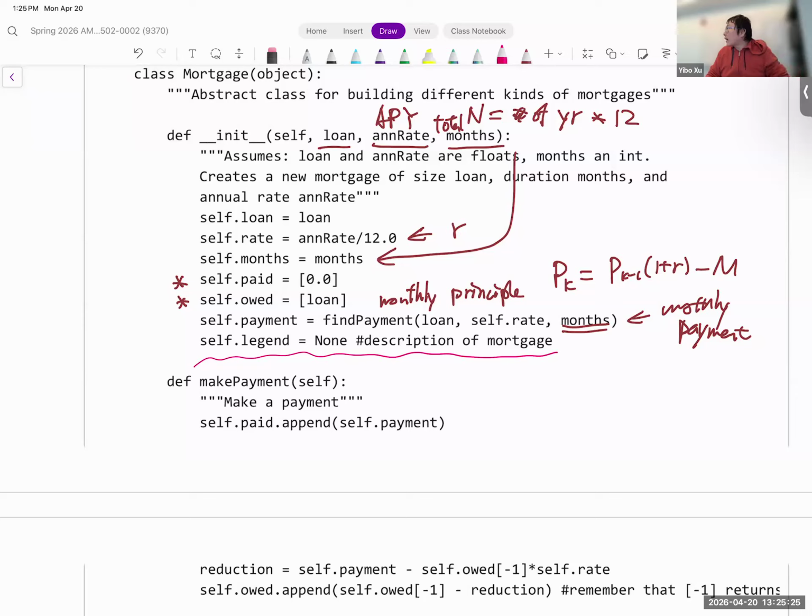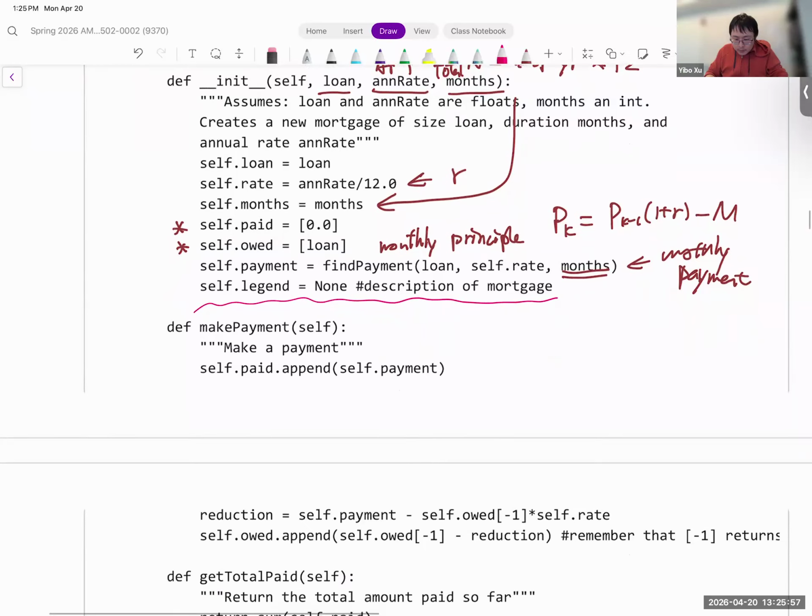But here we don't specify. It's just going to be an empty placeholder, and later you can replace it by a string, based on what kind of loan that you have. All right, so that's the initialization. Basically, those are all the things that we need for the calculations to establish the entire period of, let's say, 30 years.